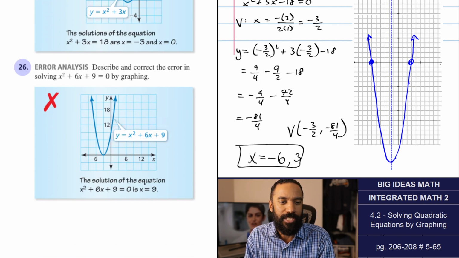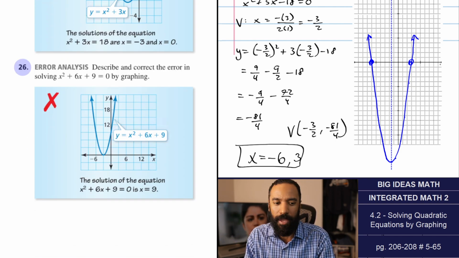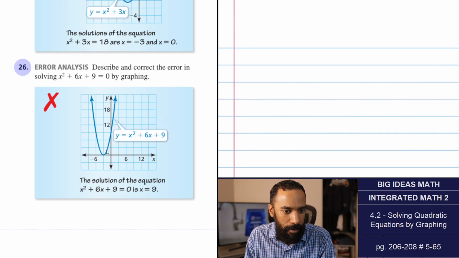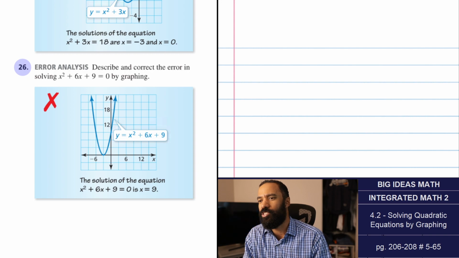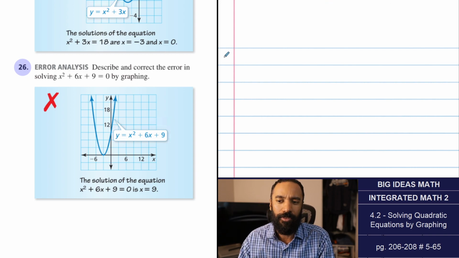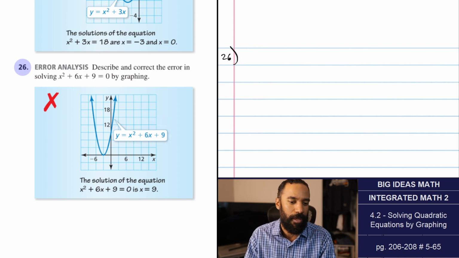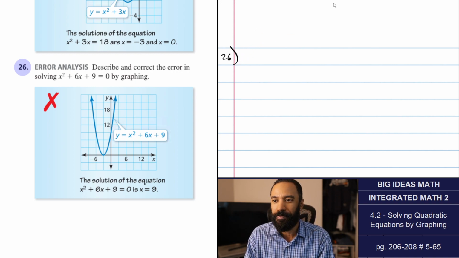All right, number 26, describe and correct the error in this one by graphing as well. Now, you can see the scales on the graph go by 3s. That's not my favorite, but it looks like the graph is all good. But they said the solution is x equals 9. Okay, it's not x equals 9. Oh, it looks like they got the y-intercept. I was going to say, I don't know how they got that number. They probably looked at the 9 and they were good to go.